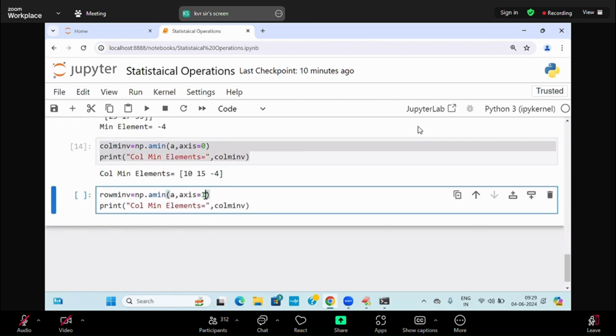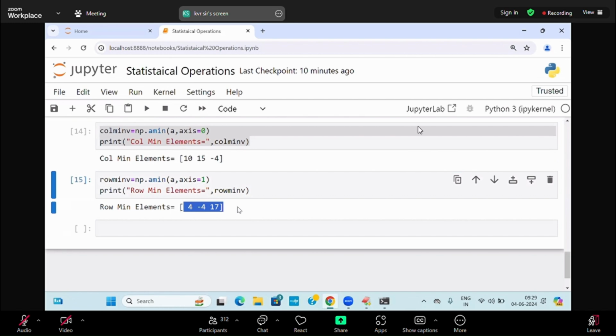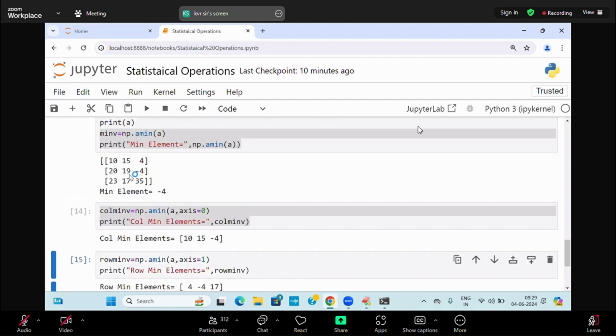Axis is equal to what? 1. So here I am writing row min. Row min is equal to, here I am writing row min. So there I will take up row min, it is called what? 4, -4, and then 17. This is called row related minimum values.